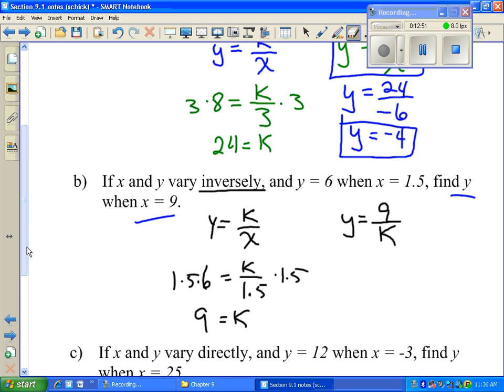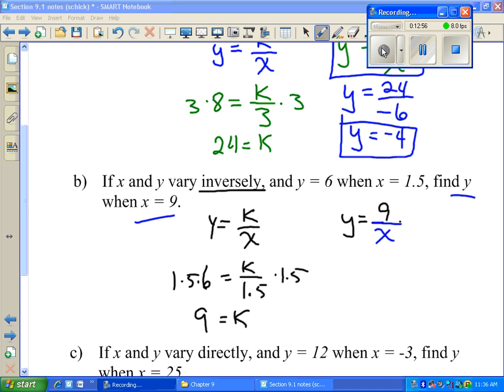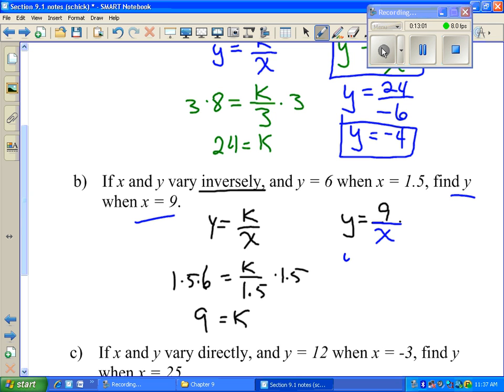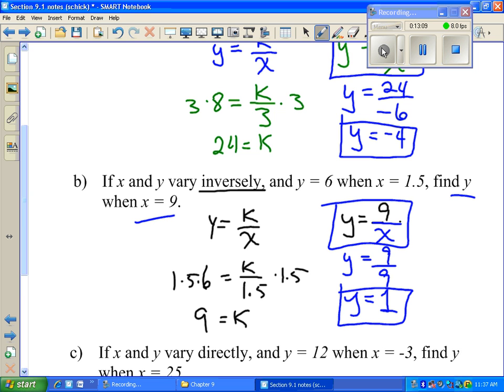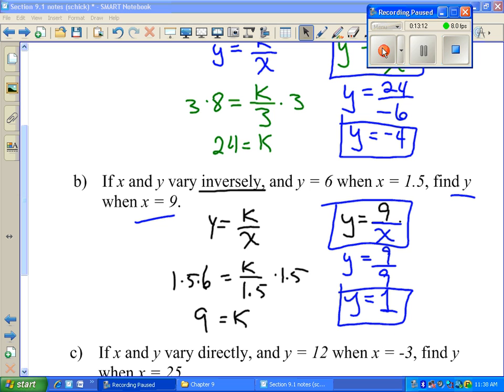Wow, that's wrong. This is 9 over x. So x equals 9. So I am going to say that y is equal to 9 divided by 9. So y has to be 1. There's my y. There's my inverse function. So that's how things work when I'm talking about inversely.